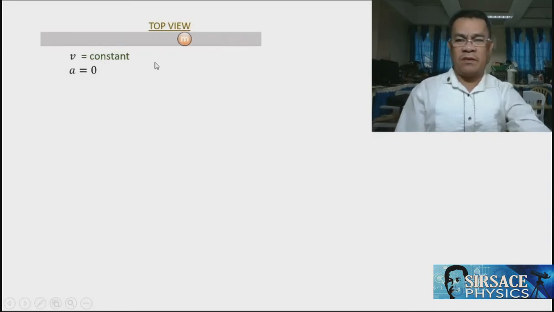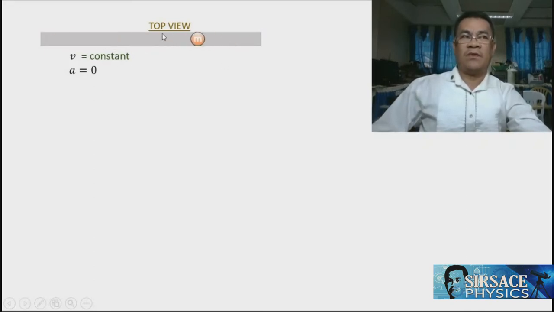Now, what's the effect on the rider when the object moves at a constant speed? Just like you are riding inside a car or a bus, and suppose the bus is moving at a constant speed. Then the effect is you can move anywhere in the car without disturbance. You're just like walking inside your room. Why? Because according to Newton, if we have zero acceleration, then we have zero force.